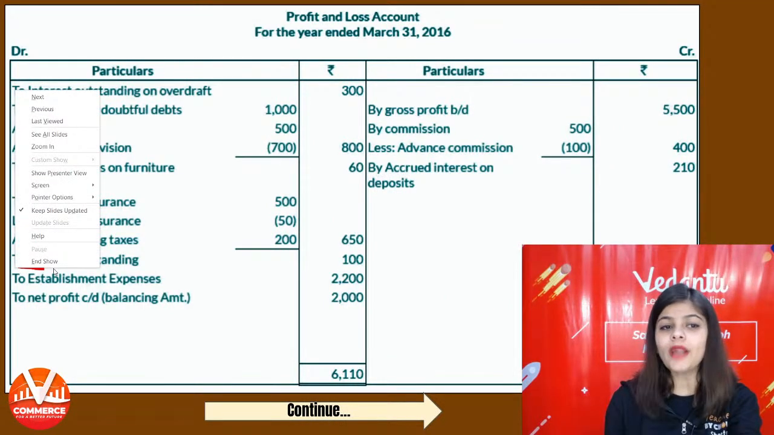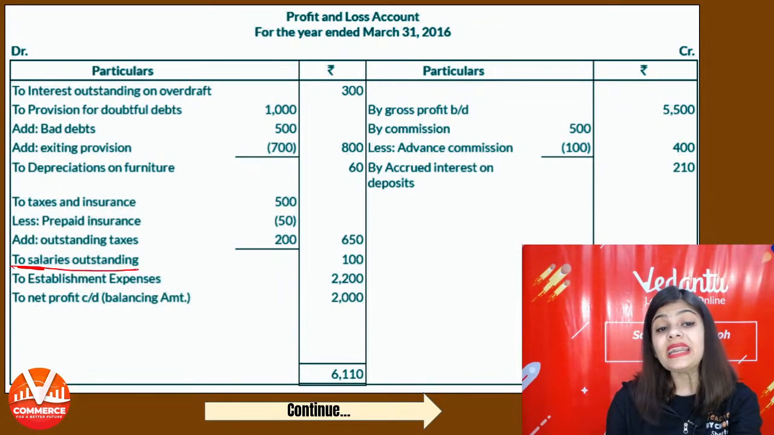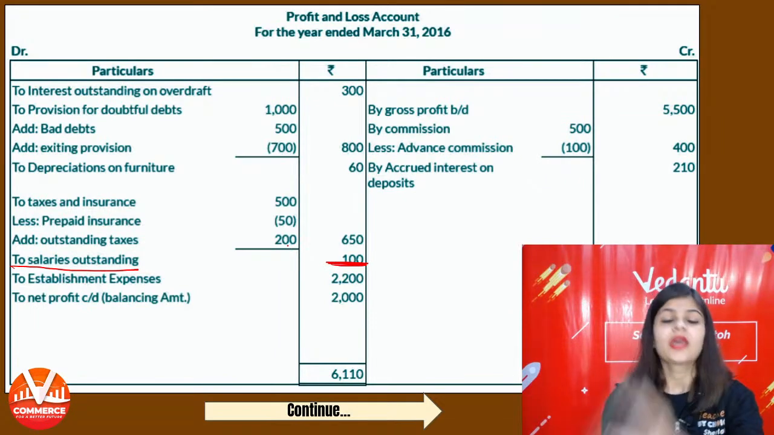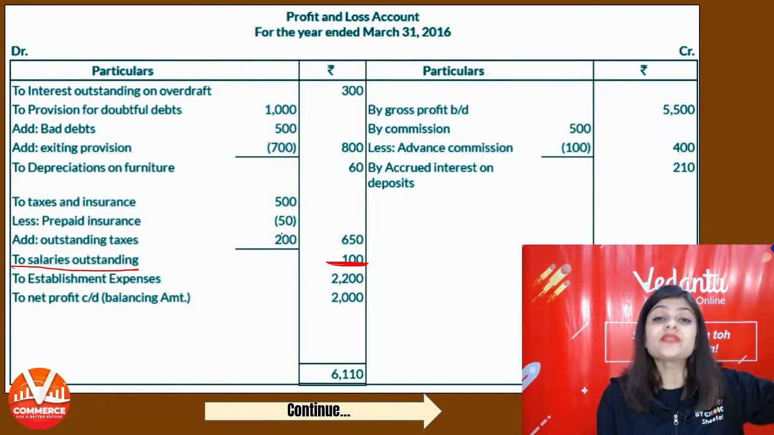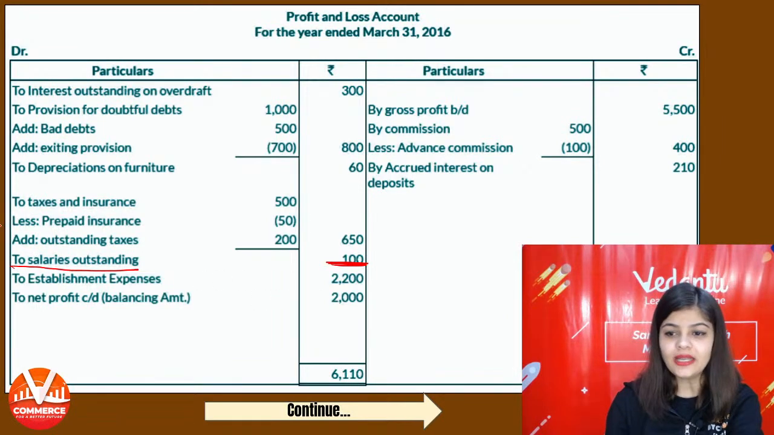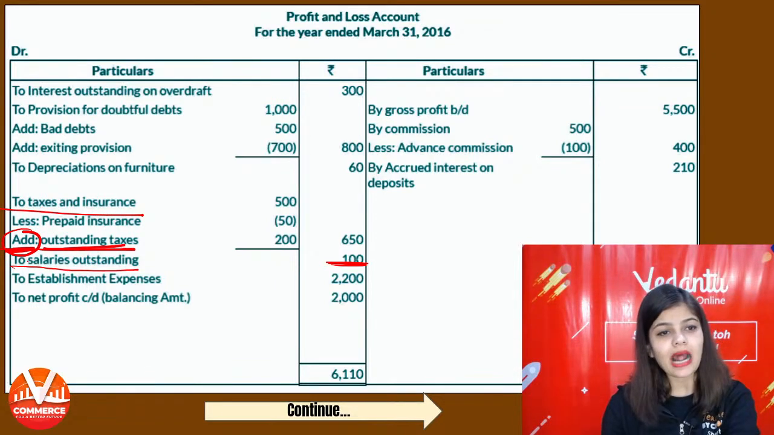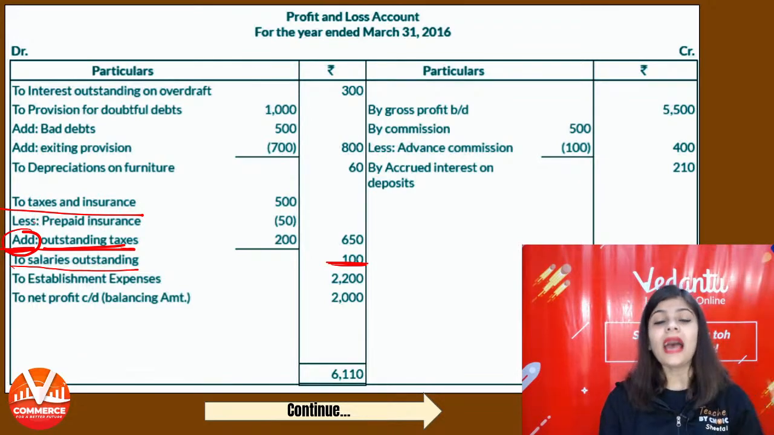Salary is not given in the question, therefore you are simply debiting outstanding salary in the P&L account. If salary was given, then we would have added it. So outstanding salary is on the debit side and outstanding taxes are added to the taxes and insurance. We debited outstanding salary separately because salary was not given, and added outstanding taxes to taxes and insurance.